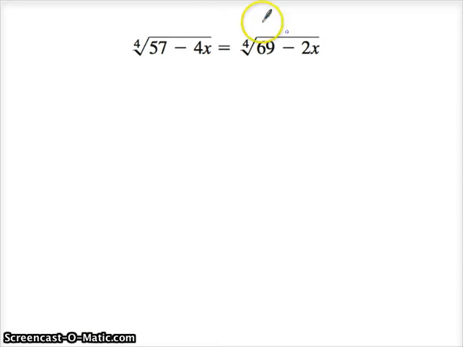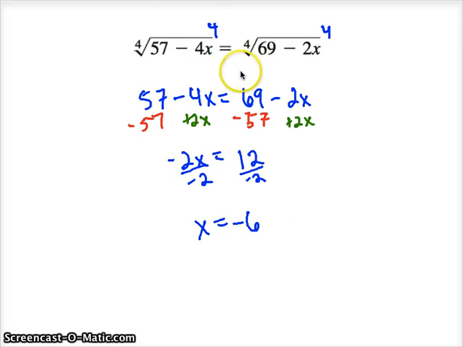So if you want to try this problem here, go ahead and try it, and I will pause the video now, and I will work out the problem and show you what the answer is. All right, notice the thing I liked about this one, I had 4th roots on both sides. So I immediately just took the 4th power, and all the roots are gone. So now I've got 57 minus 4x equals 69 minus 2x. I'm going to subtract my 57 to the right, at the same time move my 2x over to the left, and finally, negative 2x equals 12, divide by negative 2, and I get a nice x equals negative 6.